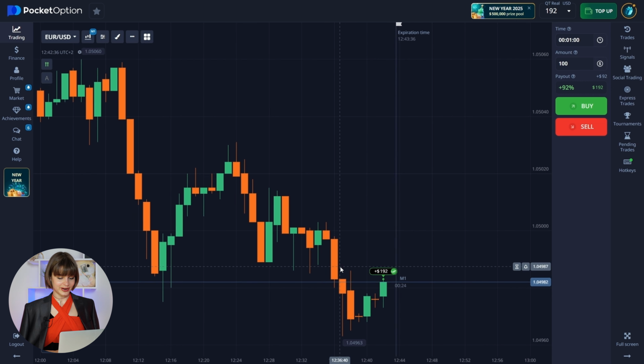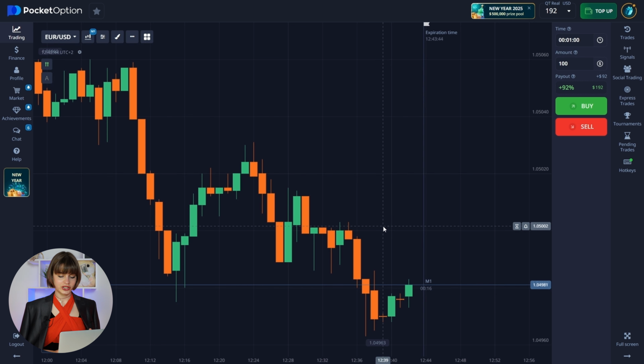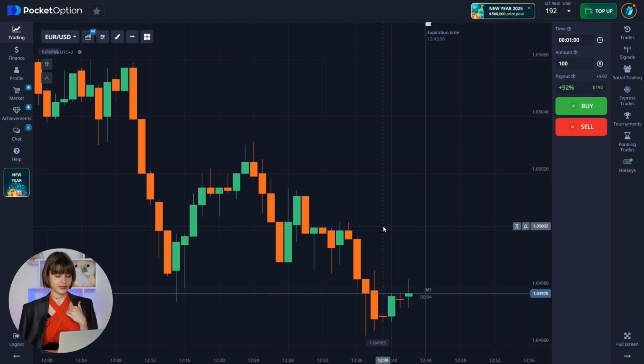So the deal is closed in a profit, excellent result. I would also like to draw your attention to the fact that while I was looking for divergence, it was not marked on the indicator. The thing is that the indicator shows us the divergence with a delay. This is why it's also very important to look for divergence yourself.